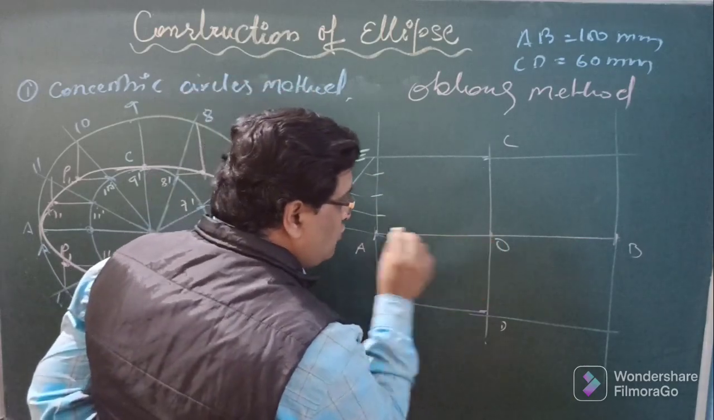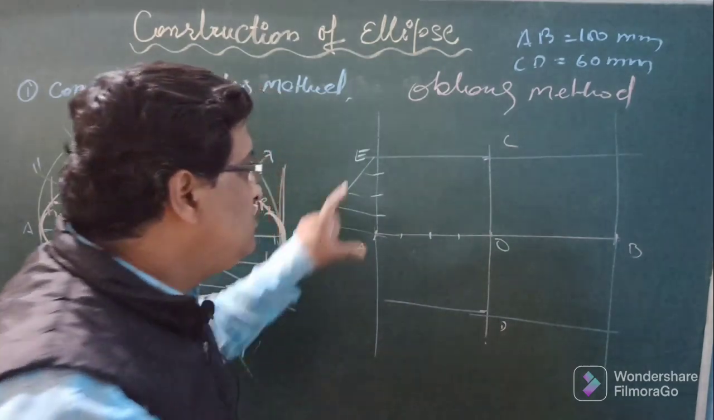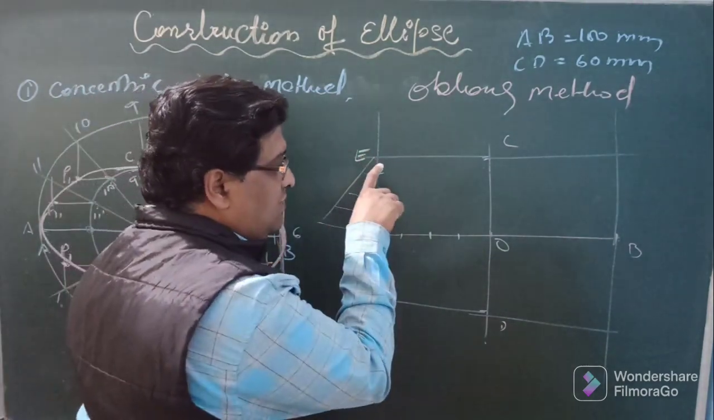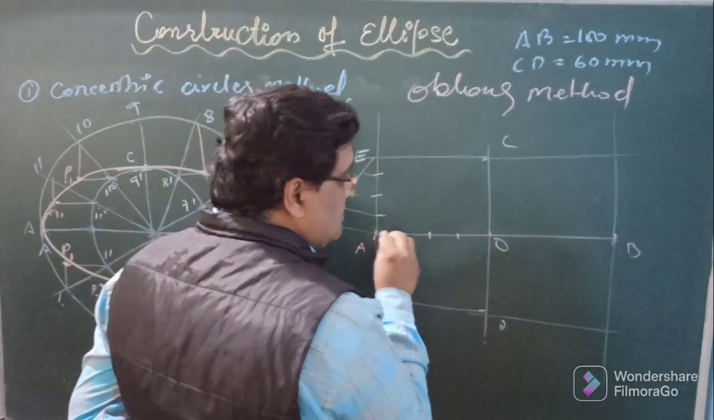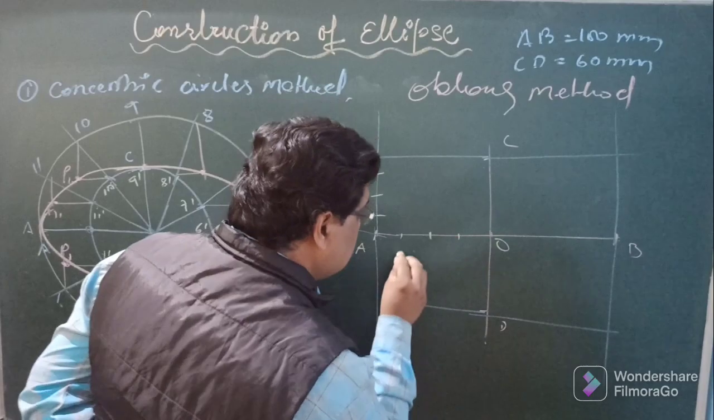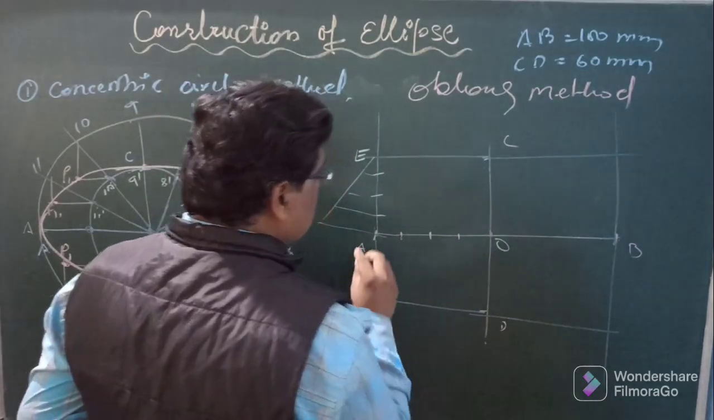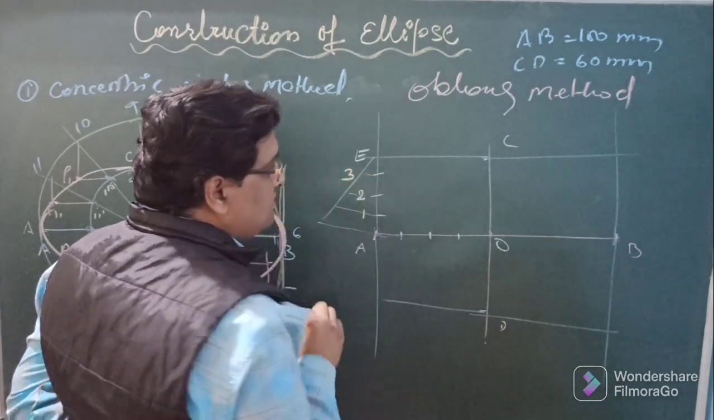Similarly, divide this A to O into 4 equal divisions. Whatever number of divisions you have done here, that must be taken here also. If this has been divided into 4, this should be divided into 4. If it is in 5 or 6, this should be 5 or 6. So the same number of equal divisions should be taken on both sides. So let us consider this is 1, this is 2, and this is say 3.